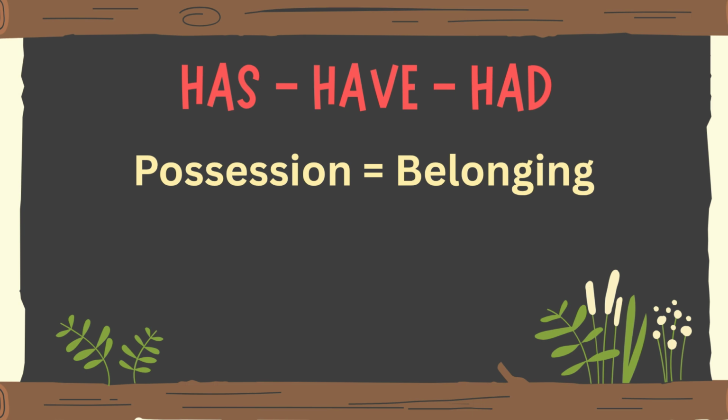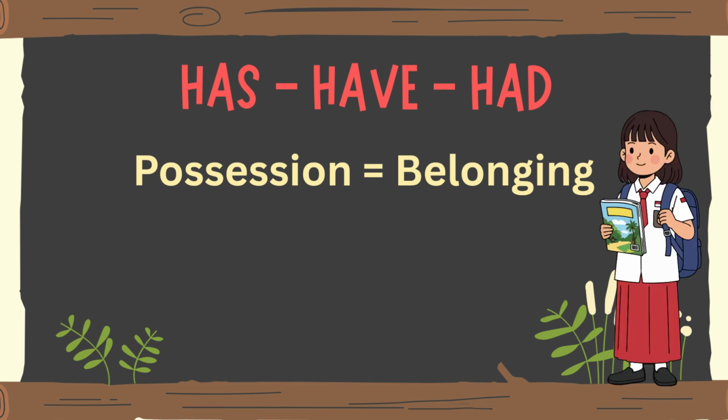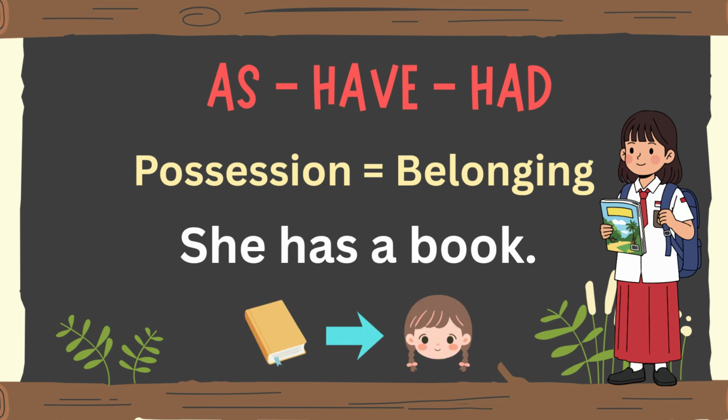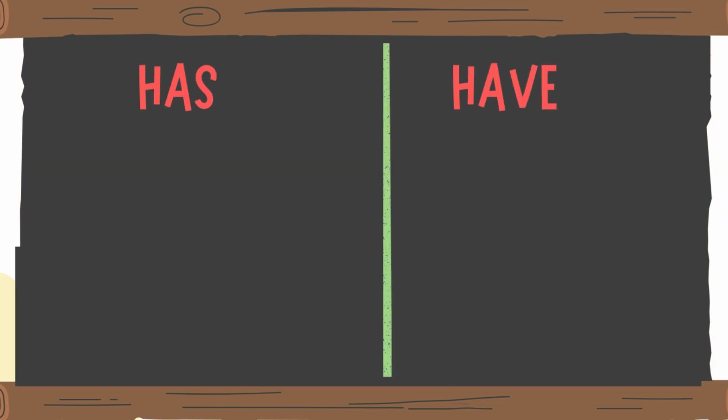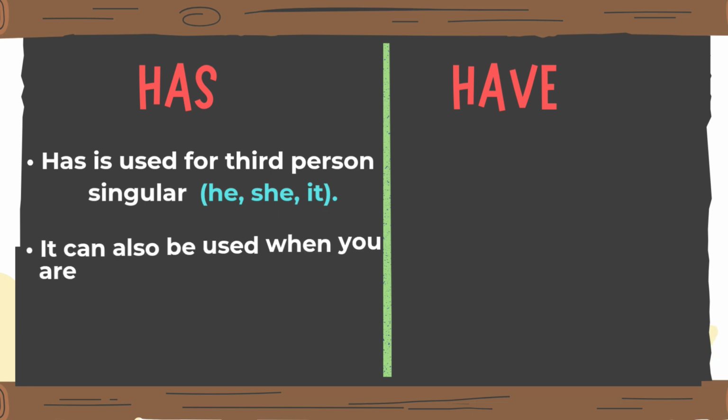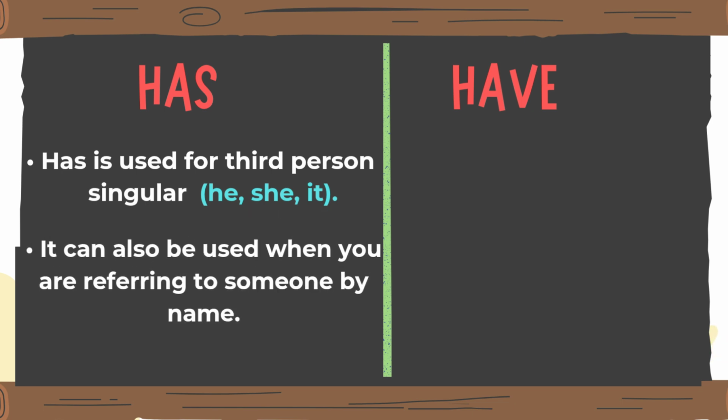That means something belongs to someone. For example, she has a book. It means the book belongs to her. Now let's make it easy. Has is used with third-person singular: he, she, it. It can also be used when you are referring to someone by name.